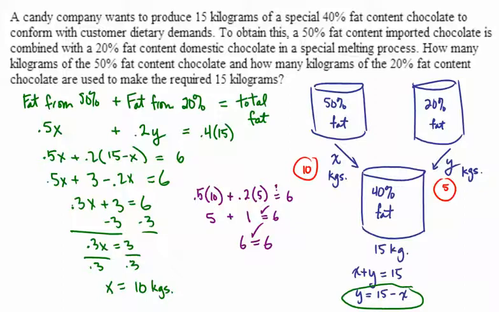So one of the key things in this problem is understanding that we're working with the kilograms of fat from each of these 3 different types of chocolate. The kilograms of fat from the first plus the kilograms of fat from the second is going to equal the kilograms of fat in the final product. And that's what we're using to set up our equation. It's a little bit different than the previous ones, and because of that it's a little trickier, but hopefully you can look at the solutions, you can replay the video, and hopefully it's going to make sense.